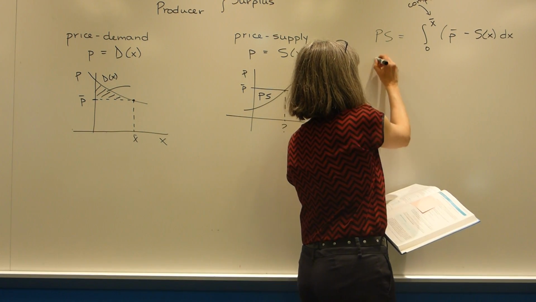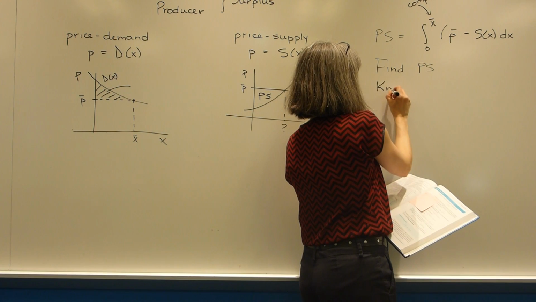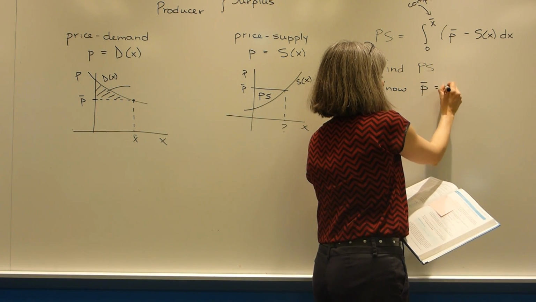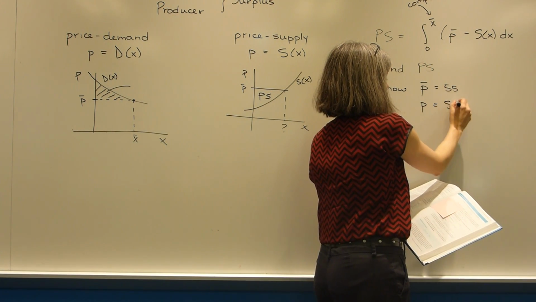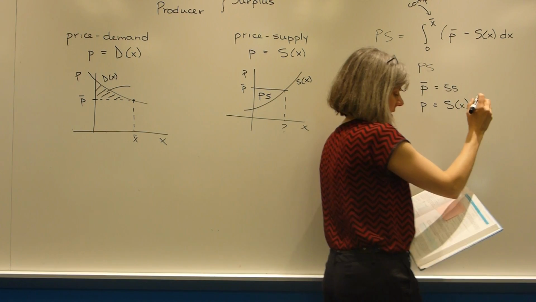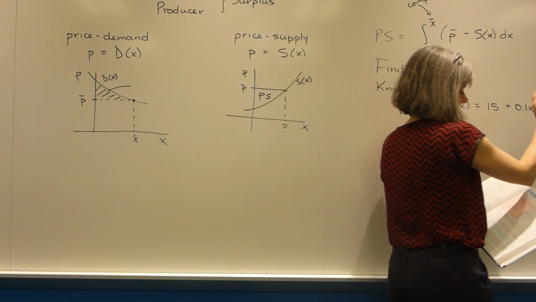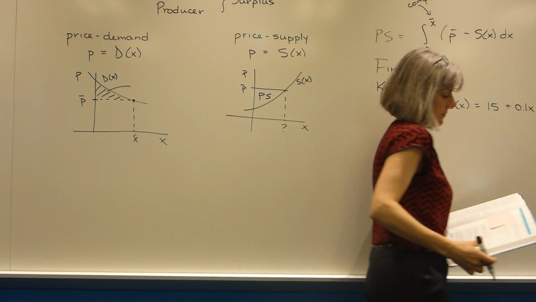So again, what are we trying to find? Find producer surplus, and what do we know? We know P bar, the price we've set, is 55, and we know that the supply equation is the following: 15 plus 0.1x plus 0.003x squared.